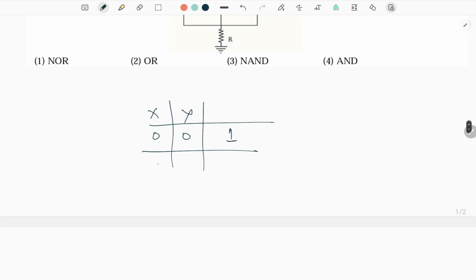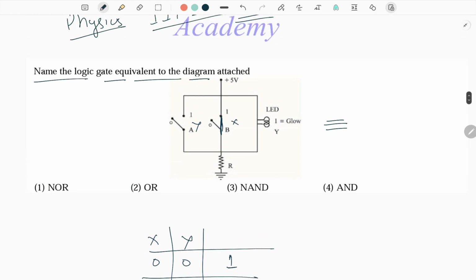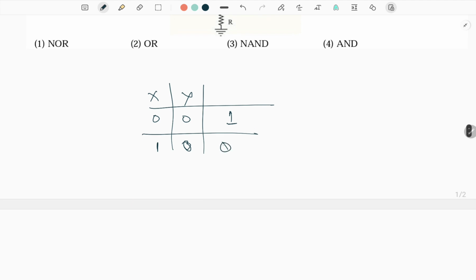If we close X, this one, and open Y, in that case the current flows through this path, because current always flows through the path which has less resistance. This path has higher resistance due to this bulb, so current passes through this path and the LED bulb will not glow. In that case, 0.